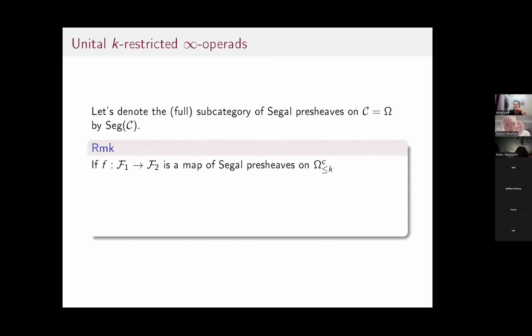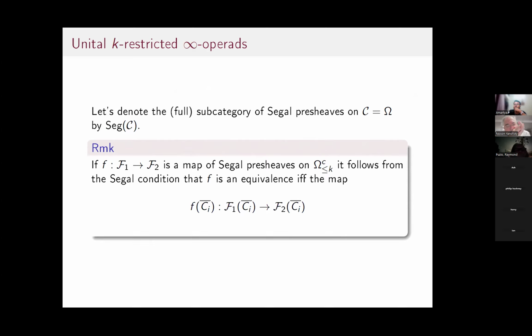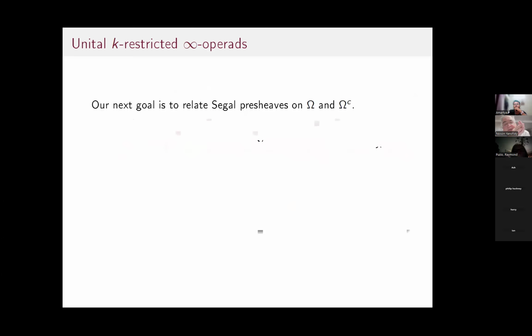So let's denote the full subcategory of Segal presheaves by Seg C. Here's a remark. If you consider a map of Segal presheaves on sigma C k, it follows from the Segal condition that f is an equivalence if and only if this map is an equivalence for all these i's less than or equal to k. This is essential in the proofs that we'll see later. Now, what's the bar on top of the C_i's?